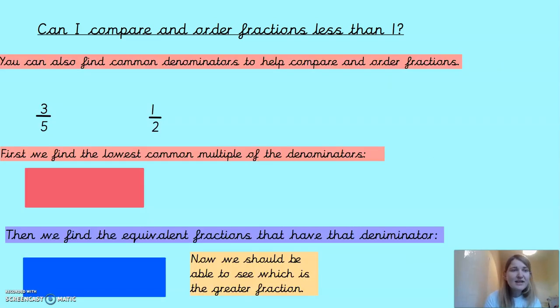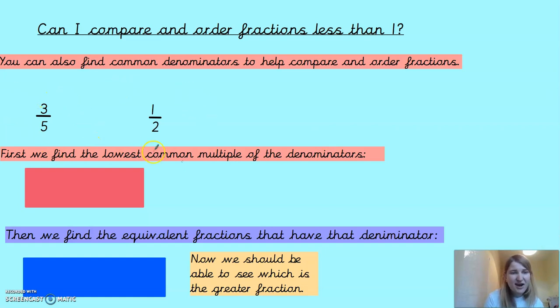Right, okay, so as was the case with last week, we've had a couple of practical ways to look at it, and now I'm going to show you the mental maths way of doing it. So if I've got 3 fifths and a half, I can do something called finding the common denominator to help compare and order. Now, a common denominator is exactly what it sounds like. It's just finding a denominator that is the same for both of them. There's a couple of steps in doing this.